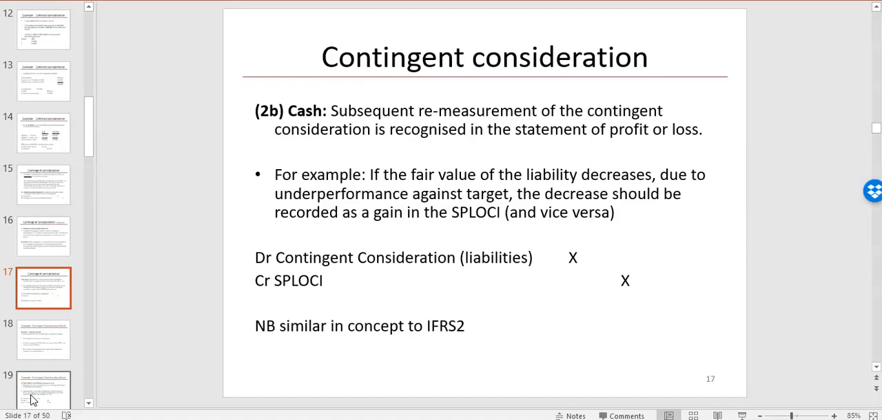So if the fair value goes up or down, you will debit or credit the P&L for the loss or the gain, and you will debit or credit your liabilities for the loss or the gain. Similar in concept to cash settled share-based payments in IFRS 2. So remember, cash settled share-based payments, for example, share appreciation rights, or SARs for short, they are remeasured at the end of each period. Now remember, these remeasurements don't impact goodwill.